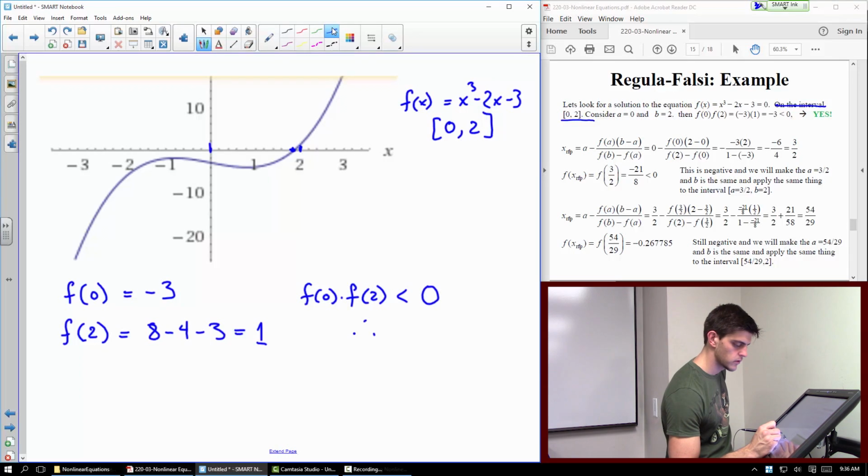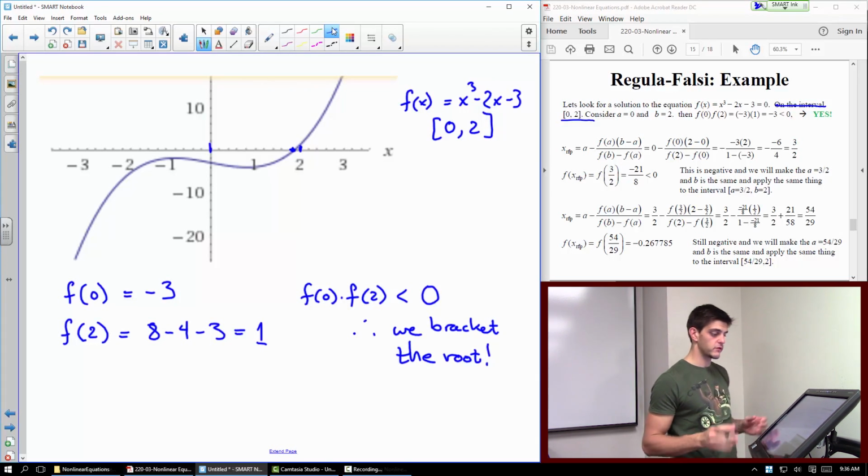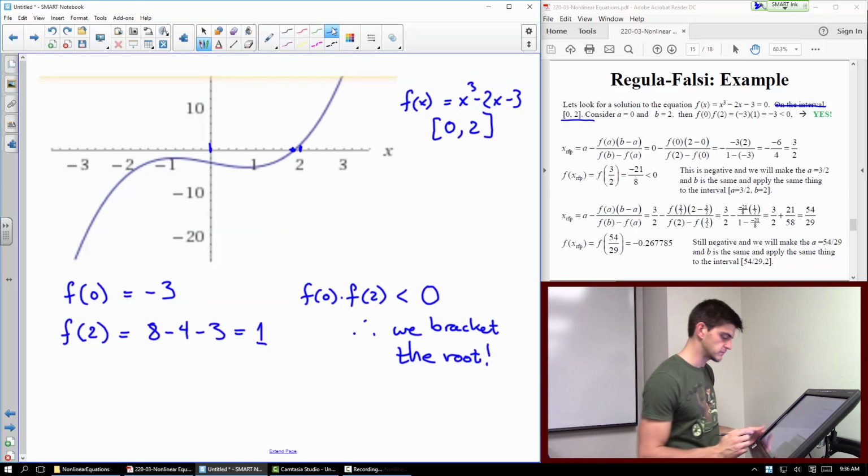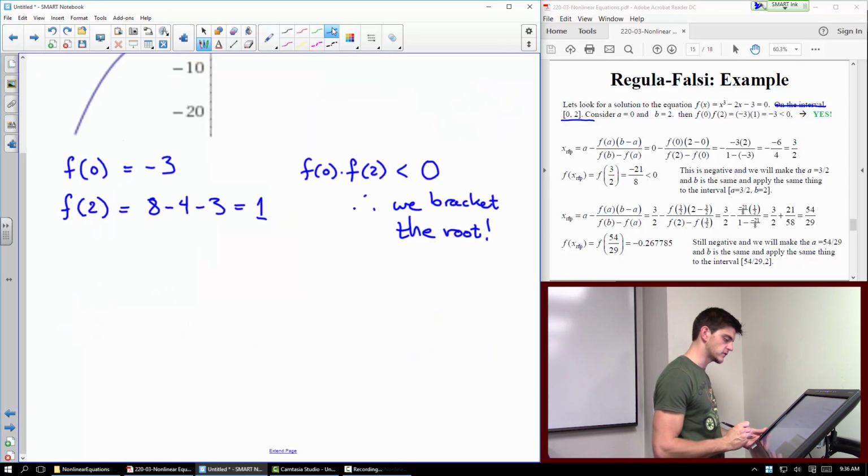Therefore, we bracket the root. So our interval is good. We can use it. Let's go ahead and start the Regula Falsi process.